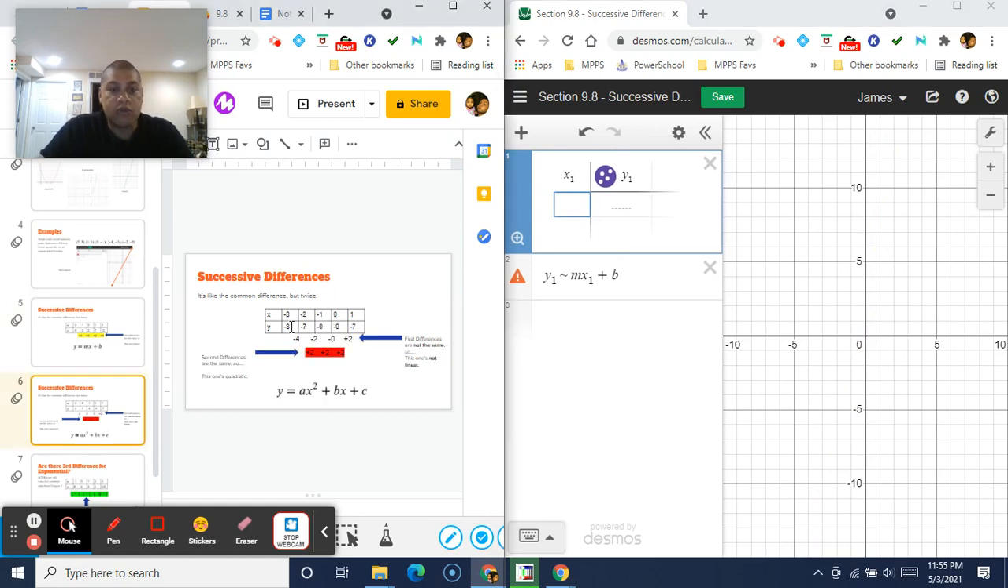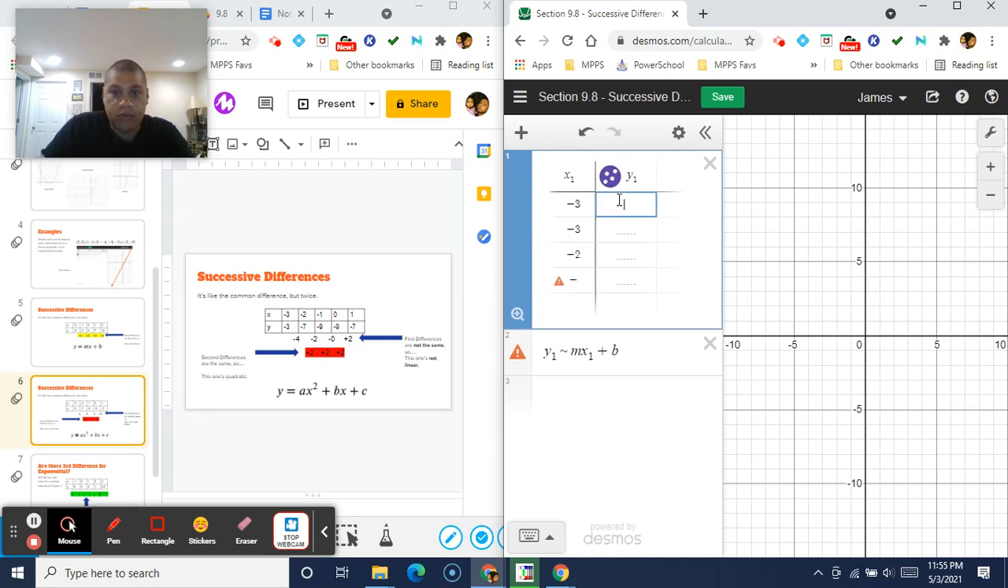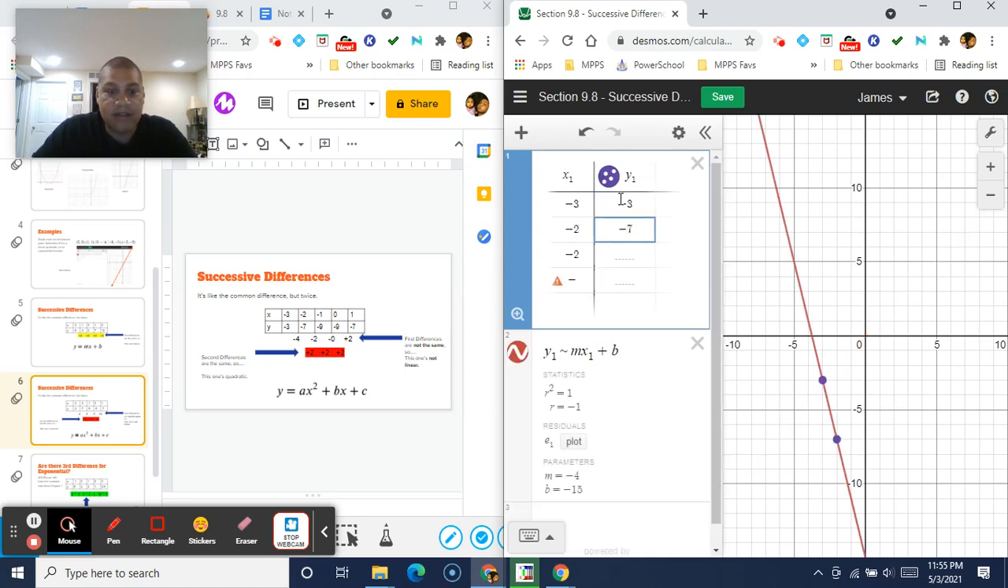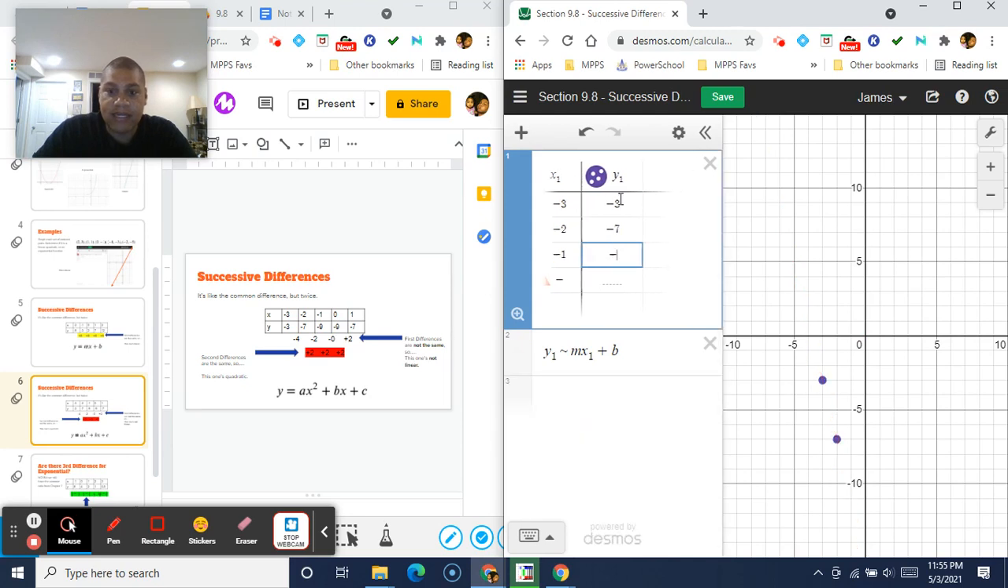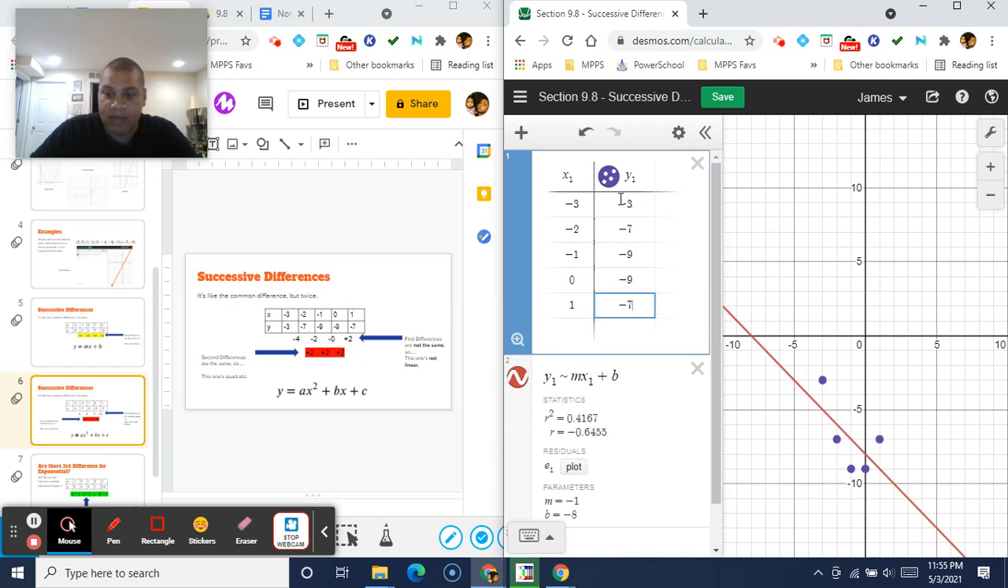And now let's do the one that we said was quadratic. We found out the second differences for this one were the same. So now let's type in what we get here. Again, it's -3, -3, there's our first point; -2, -7; -1, -9; 0, -9; and 1, -7. There we go.